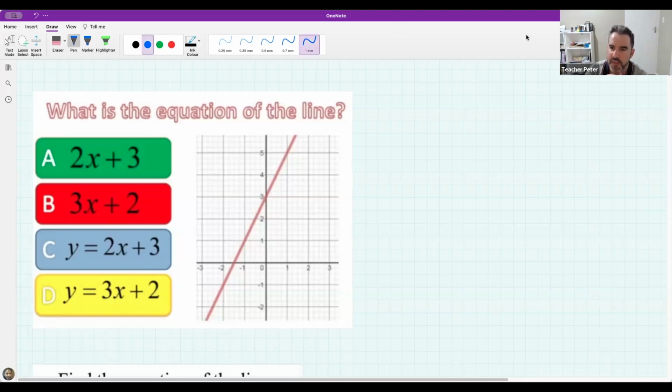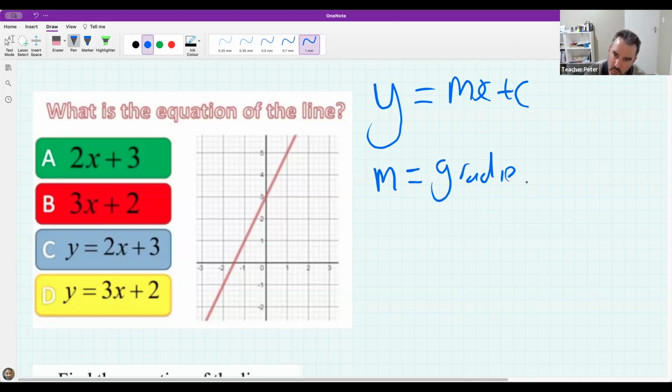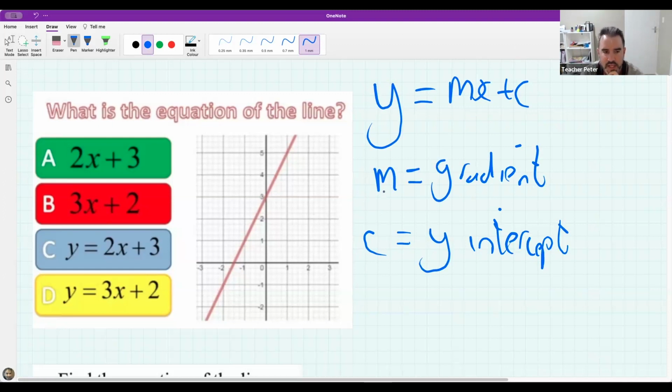So remember that a straight line will always have the format y equals mx plus c, where m is the gradient and c is the y-intercept. Now the question is, can we see where the y-intercept is? I think the y-intercept is where the line cuts the y-axis here. So, do we think it's going to be A, B, C, or D? I want to see people commit or put their hands up.